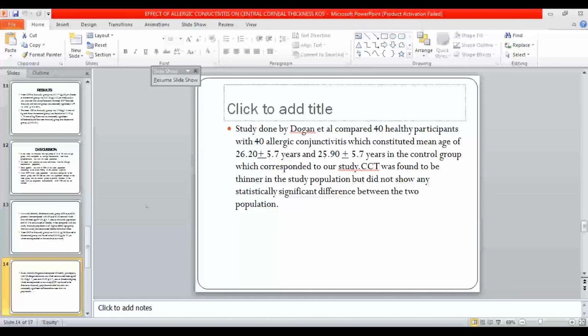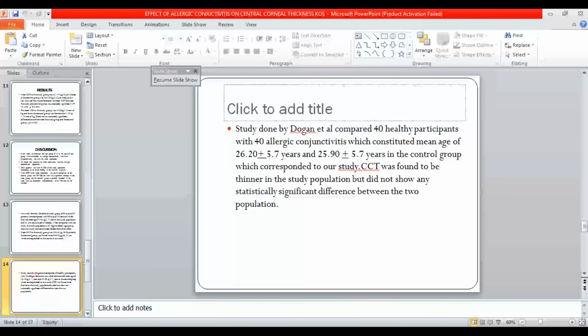The study done by Dogan et al. compared 40 healthy participants with 40 allergic conjunctivitis patients, with mean ages of 26 years and 25 years respectively. CCT was found to be thinner in the study population, but did not show any statistically significant difference between the two populations.